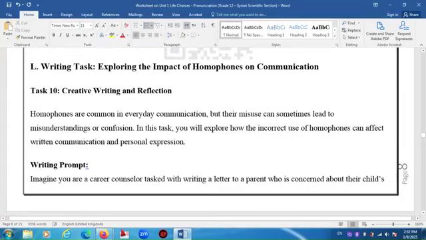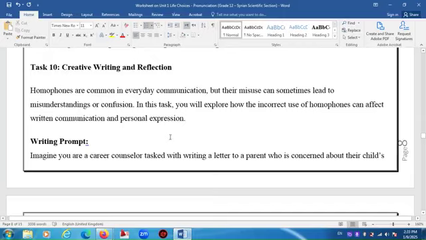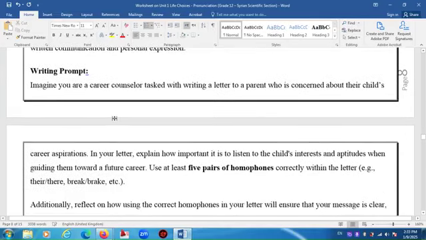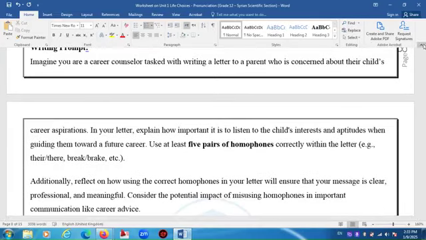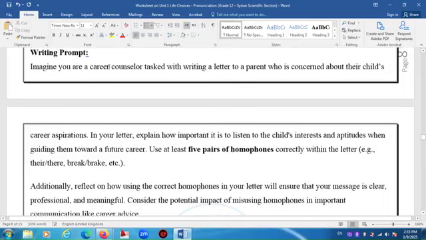Writing. Homophones are common in everyday communication, but the misuse can sometimes lead to misunderstanding or confusion. In this task, you will be exploring how the incorrect use of the homophones can affect writing communication and personal expression. Imagine you are a career counselor tasked with writing a letter to a parent who is concerned about their child's career aspiration.